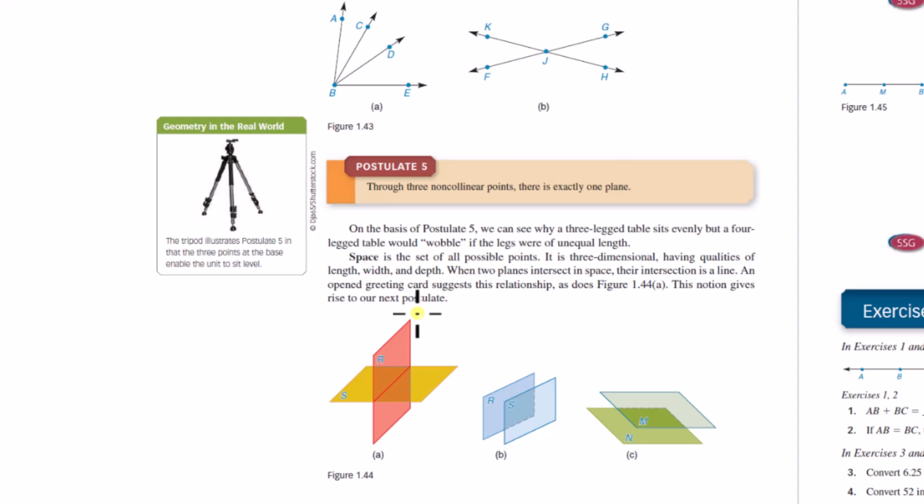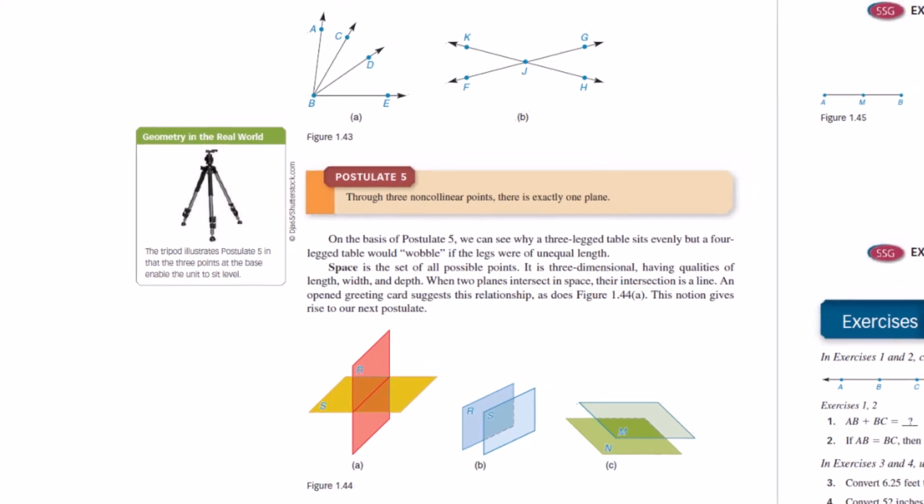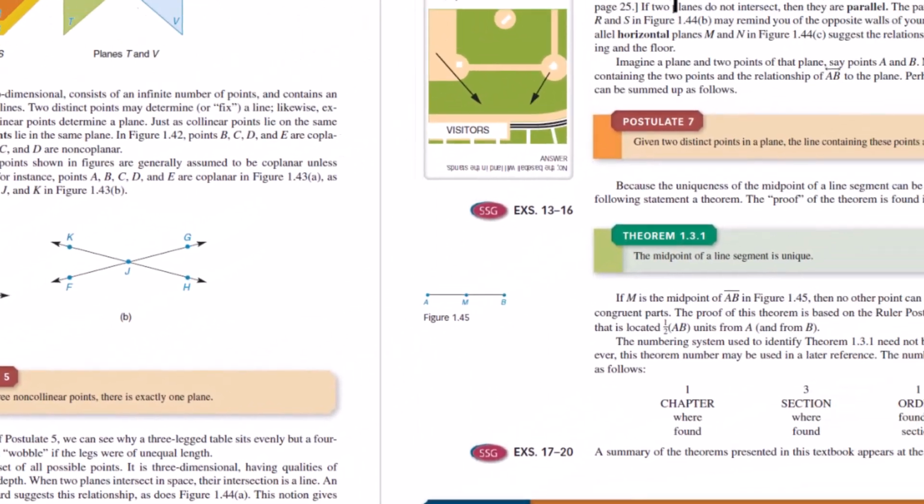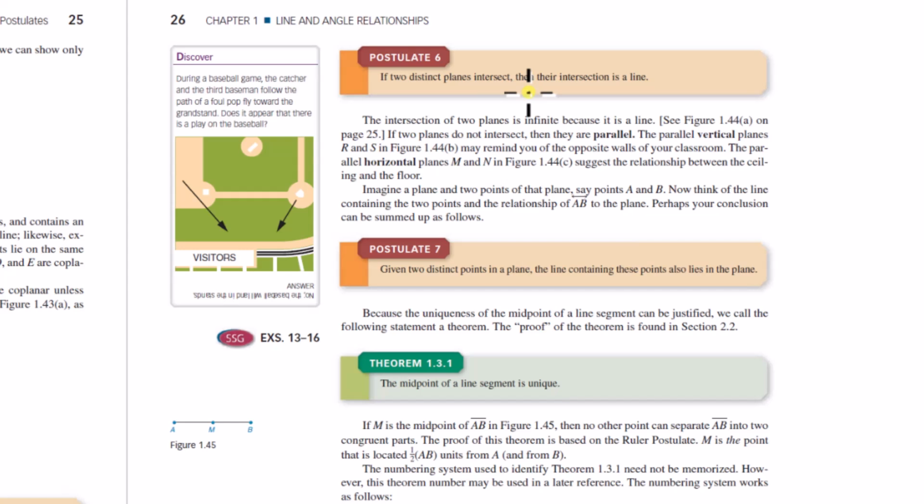and when it comes to planes, two planes are going to intersect at one unique line, just like lines intersect at one unique point. But planes can be parallel, as shown here, or they can lie on top of one another as well. So postulate 6: if two distinct planes intersect, then their intersection is a line, a unique line.